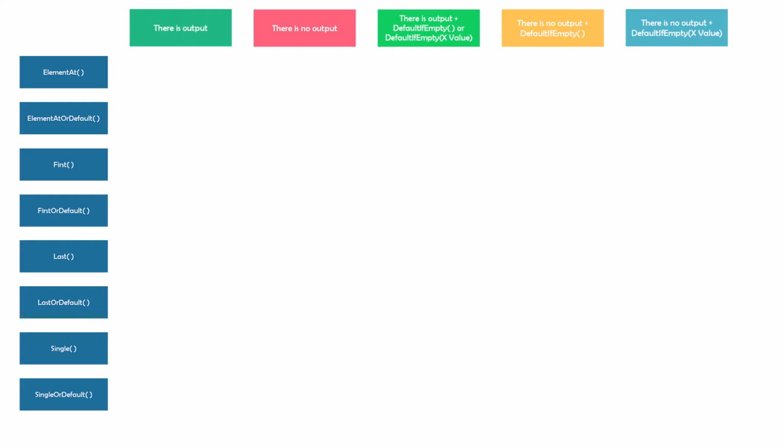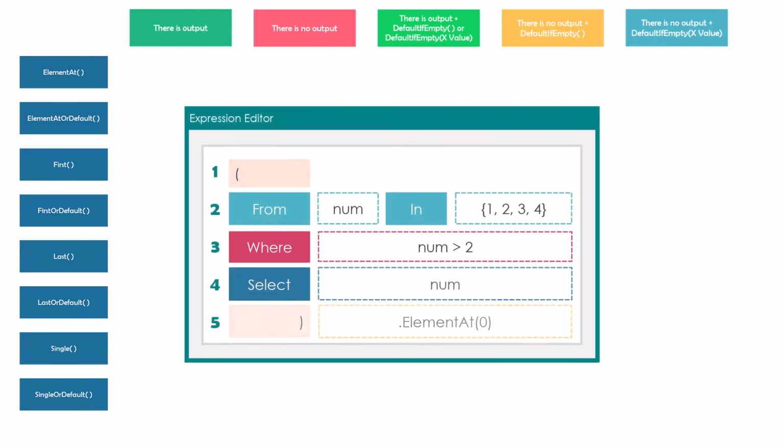Let's see the output of each operator for each scenario. I have the following query for example. Here I have only the ElementAt operator, and the query returns an output. This is the output collection.